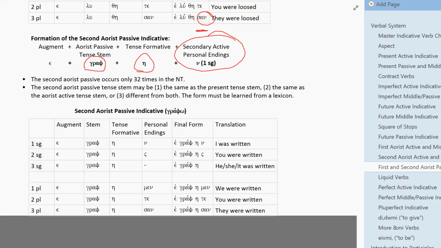passive tense formative. So these are the final forms here: agraphane, agraphes, agraphe, agraphemen, agrapheta, agrapheson. And again, you've got the son ending, so don't forget about that. That helps you distinguish it from the first singular.